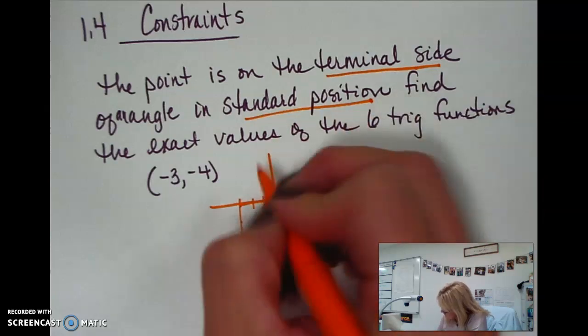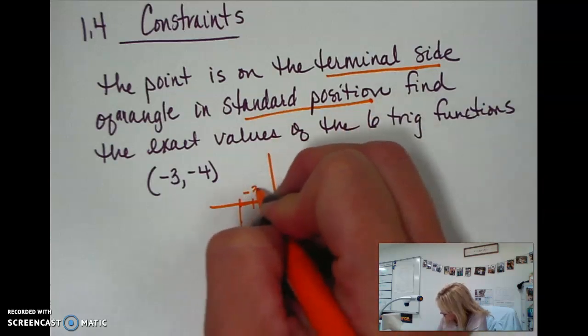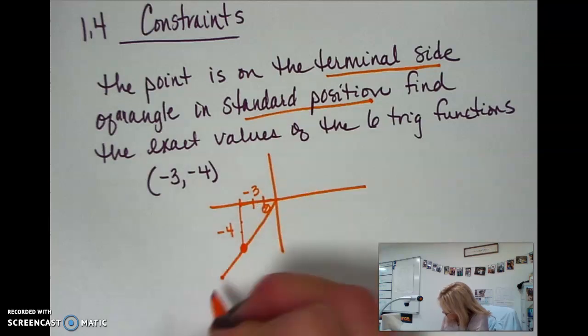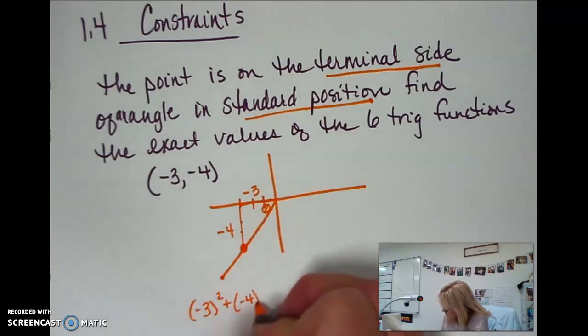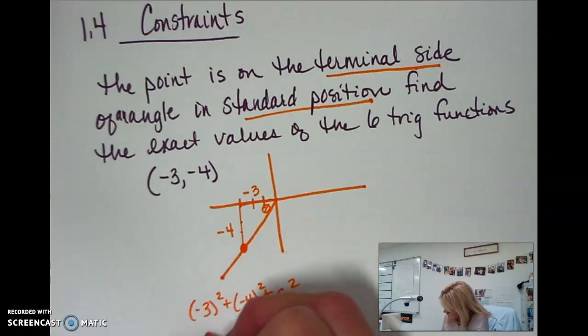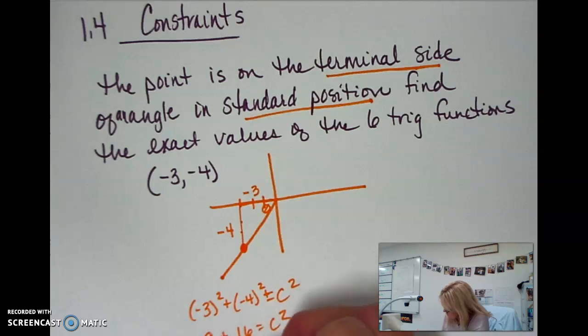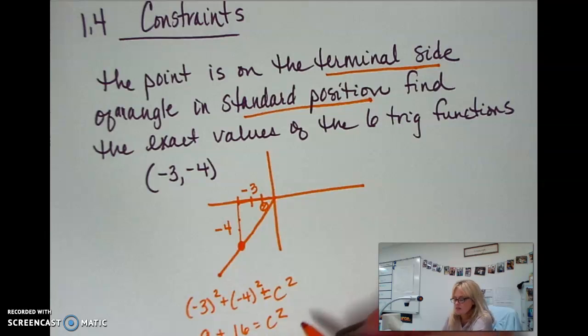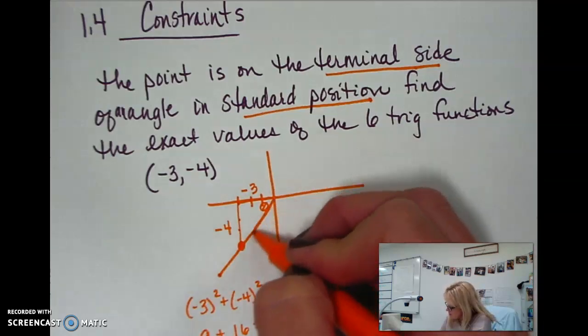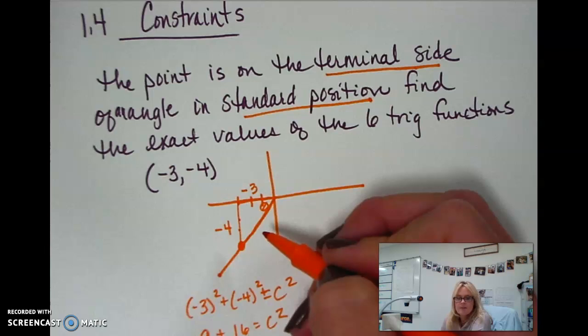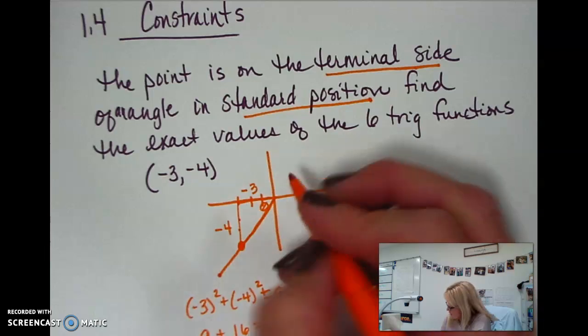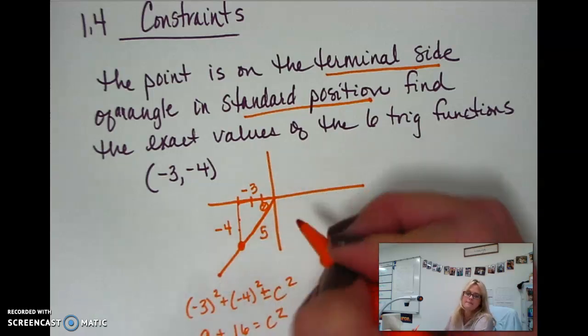There's our theta. So this is -3, this is -4, and a squared plus b squared equals c squared. So we have 9 plus 16, which is 25, and the square root of 25 is 5. Now here's something to make sure you understand. This is your hypotenuse, this is your radius, and this is always positive.